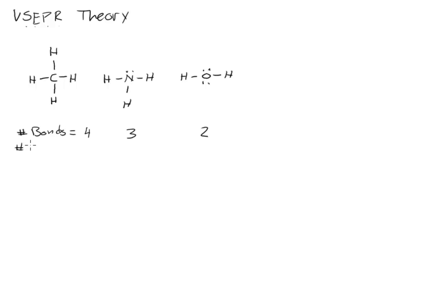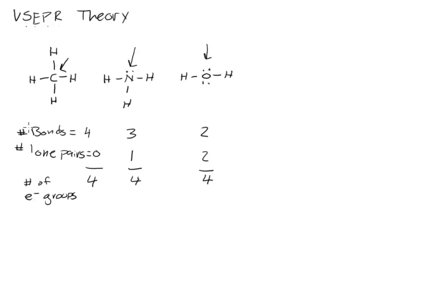We also need to count the number of lone pairs. So how many lone pairs are around the carbon in methane? 0. How many are around the nitrogen in ammonia? We see 1 lone pair. And around the oxygen in water, we see 2 lone pairs. And so we add these up. In these cases, conveniently enough, they all equal 4. And we're going to call that the number of electron groups.